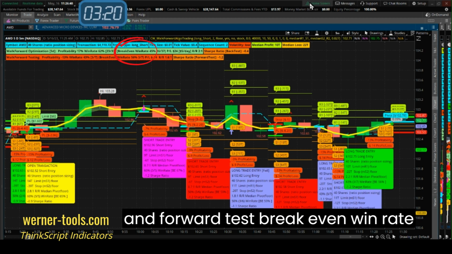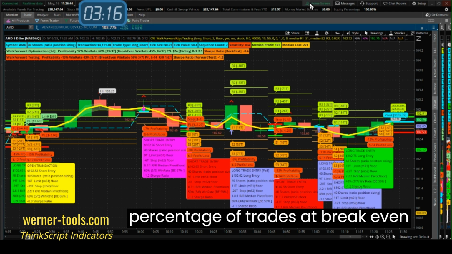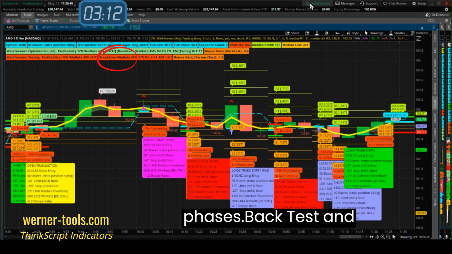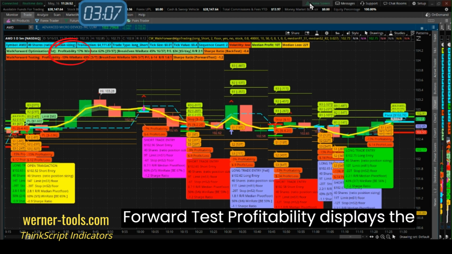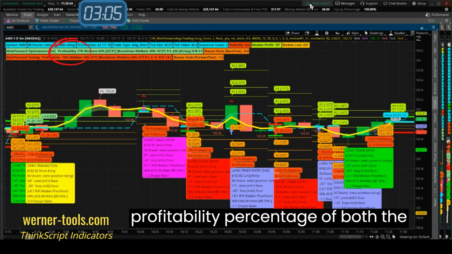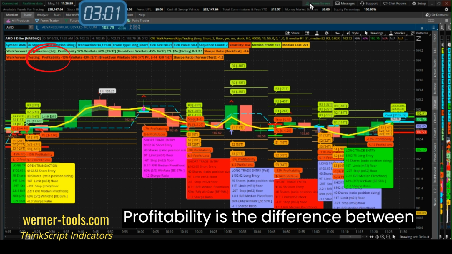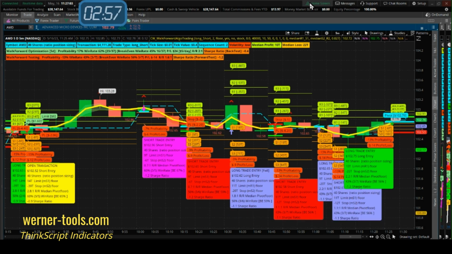Backtest and forward test break-even win rate represents the break-even win rate, the percentage of trades at break-even, during backtesting and forward testing phases. Backtest and forward test profitability displays the profitability percentage of both the backtesting and forward testing phases. Profitability is the difference between the win rate and the break-even win rate.